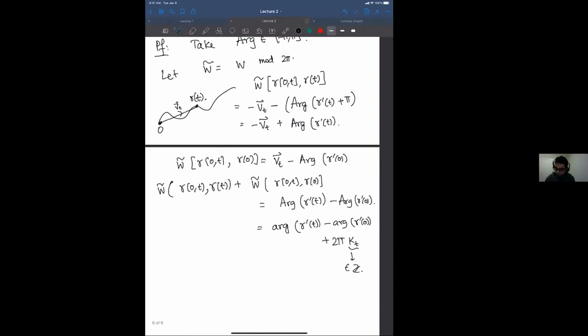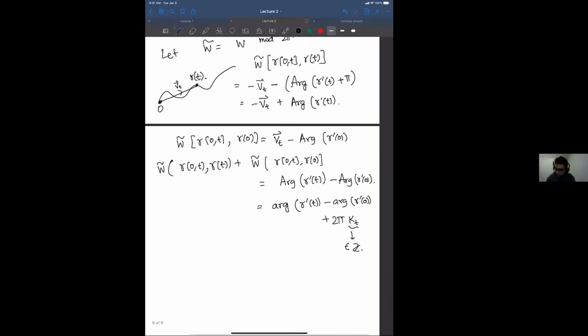And in the end what we want to show is that this kt is 0 for all t. But notice that for small t, kt will be 0, because since the curve is smooth, if t is very close to 0, then you're not going to go around 2 pi. So for small t, this small arg will actually be equal to capital Arg, and this extra additional error you're not going to count. So for small t, kt is 0, and both of these functions are taken to be continuous. So by continuity, kt is 0 for all t.